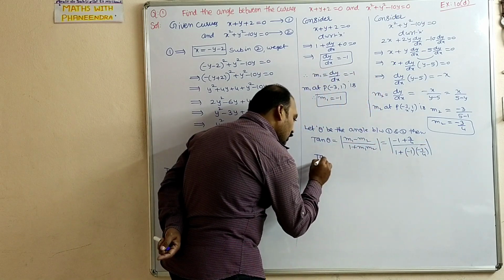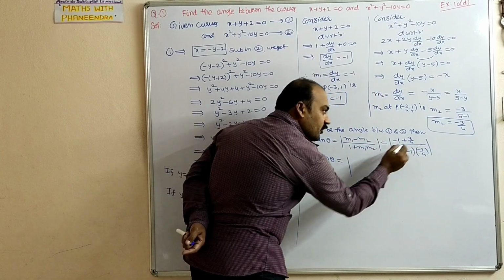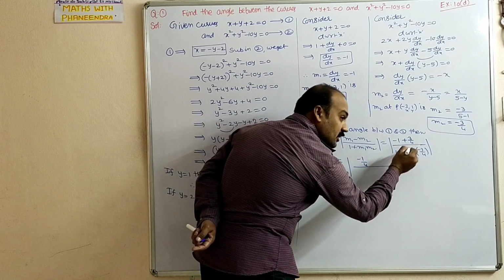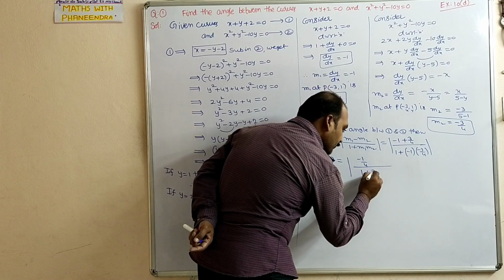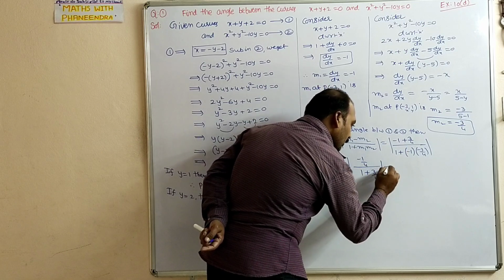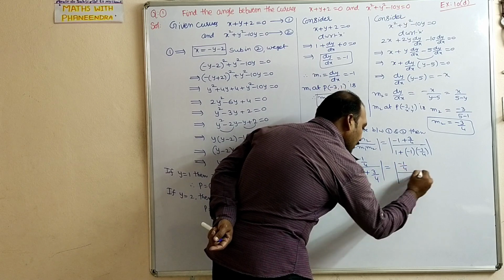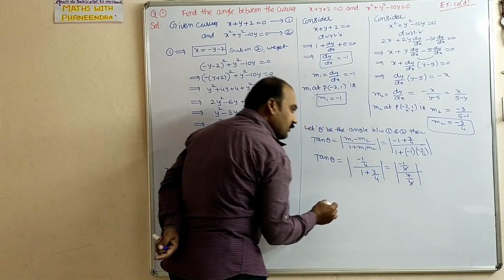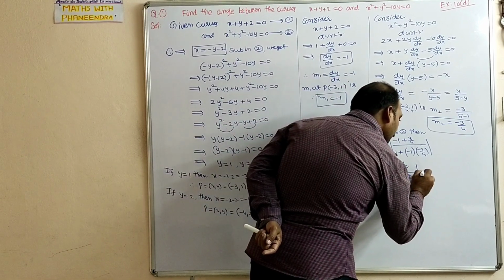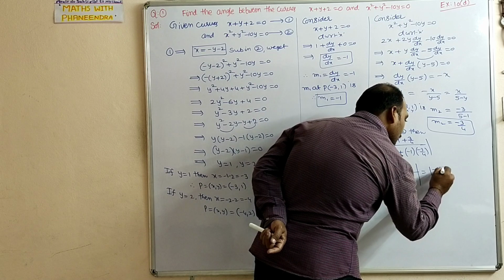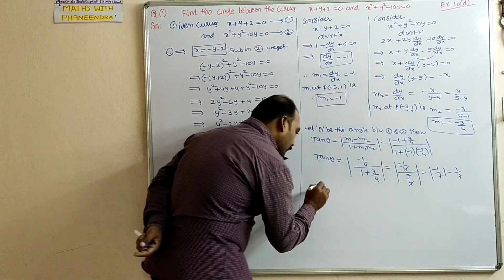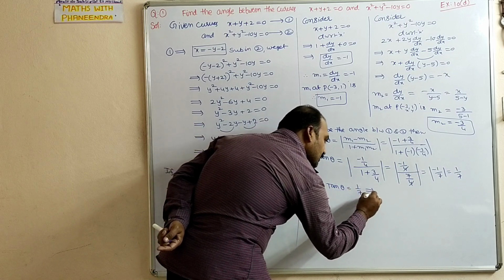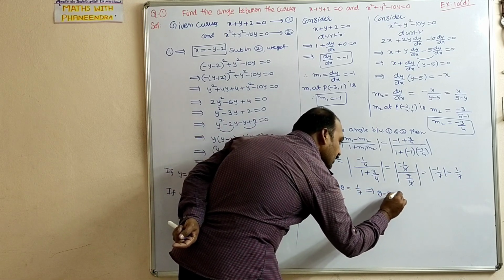So tan theta equals mod of (minus 4 plus 3 minus 1 by 4) divided by (1 plus 3 by 4), which is equal to minus 1 by 4 divided by 4 plus 3, 7 by 4. The 4 gets cancelled, which is equal to mod minus 1 by 7, which is equal to 1 by 7. Therefore tan theta equals 1 by 7. That implies theta equals tan inverse of 1 by 7.